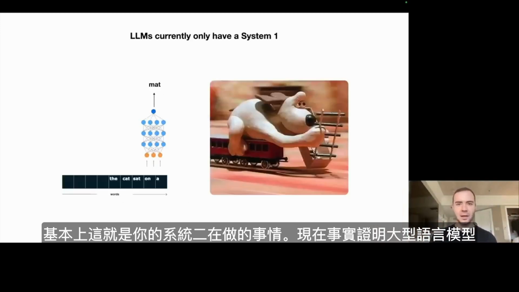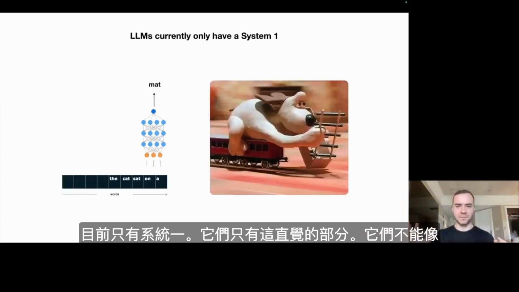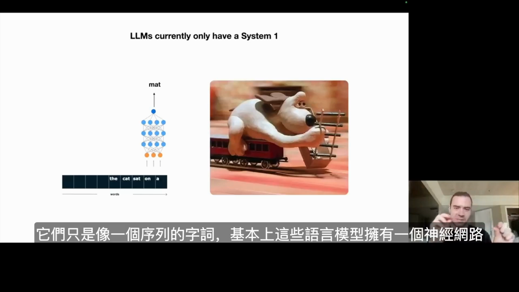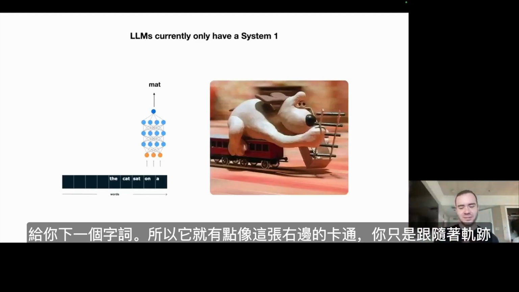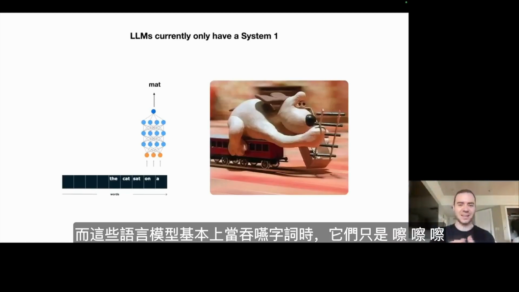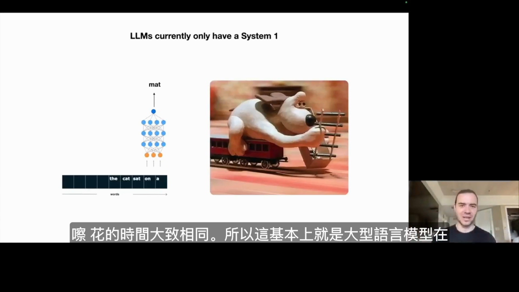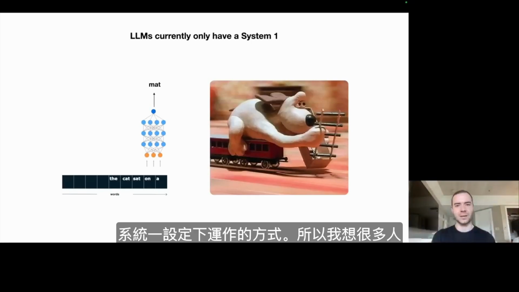Now, it turns out that large language models currently only have a System 1. They only have this instinctive part. They can't think and reason through a tree of possibilities or something like that. They just have words that enter in a sequence. And basically, these language models have a neural network that gives you the next word. So it's kind of like this cartoon on the right where you're just laying tracks. As these language models consume words, they just go chunk, chunk, chunk, chunk, chunk. And that's how they sample words in a sequence. And every one of these chunks takes roughly the same amount of time. So this is basically large language models working in a System 1 setting.